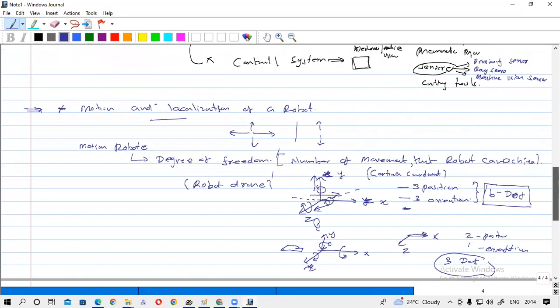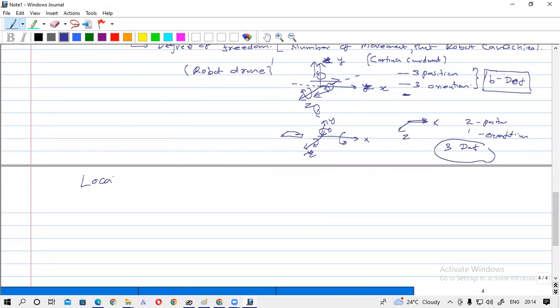So what is localization actually? Localization means moving a robot to a specific location, or keeping the robot in a specific location. For example, you can define the latitude, the longitude, and the elevation, and you can place that robot. If it is a drone, you can ask it to go to this coordinate and this elevation.